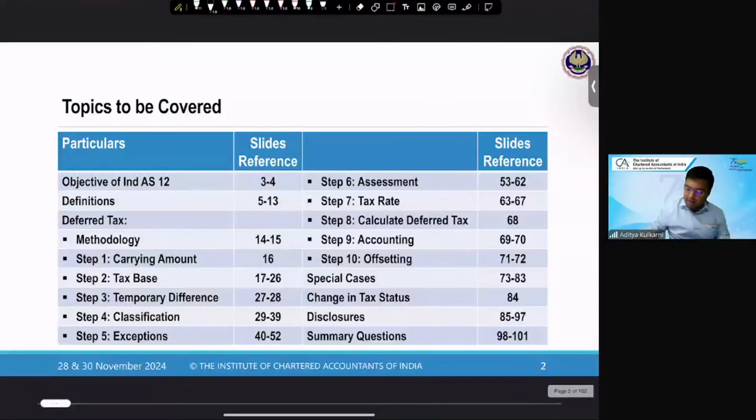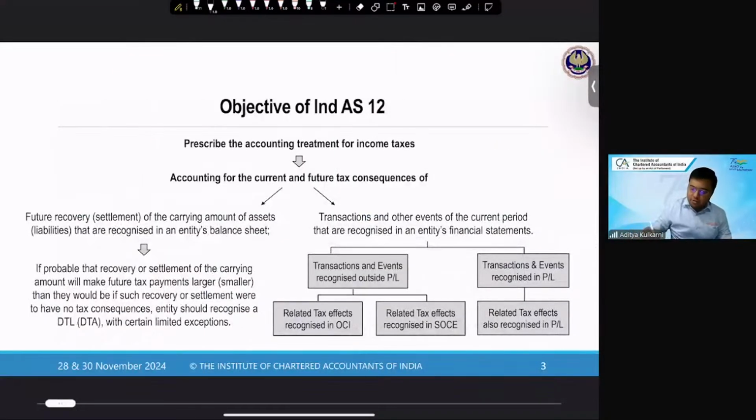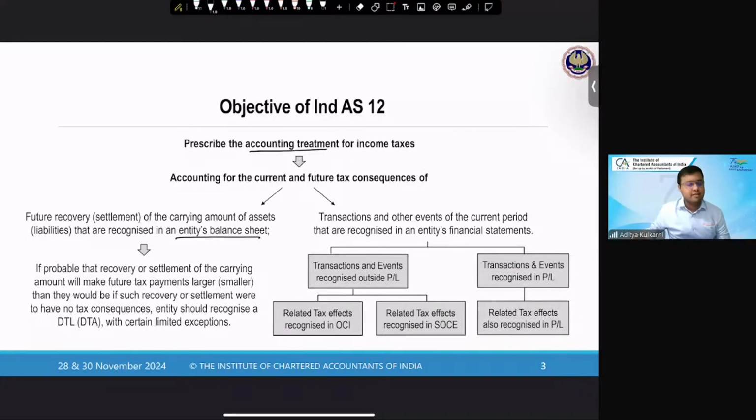Okay. So if I have to look at the objective, it is to prescribe the accounting treatment for income taxes and to account for the current and future tax consequences of future recovery or settlement of the carrying amount of assets or liabilities recognized in an entity's balance sheet, as well as transactions and other events of the current period that are recognized in an entity's financial statements. Where do I take this? Well, if the income or related taxable profit or accounting profit has gone to the P&L, the tax implications also will go in the P&L.